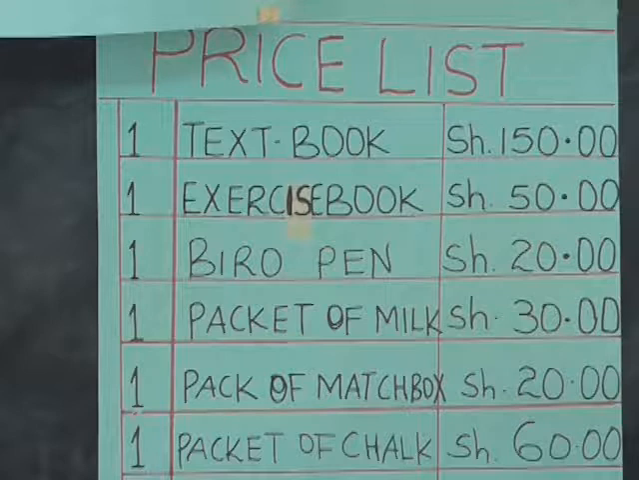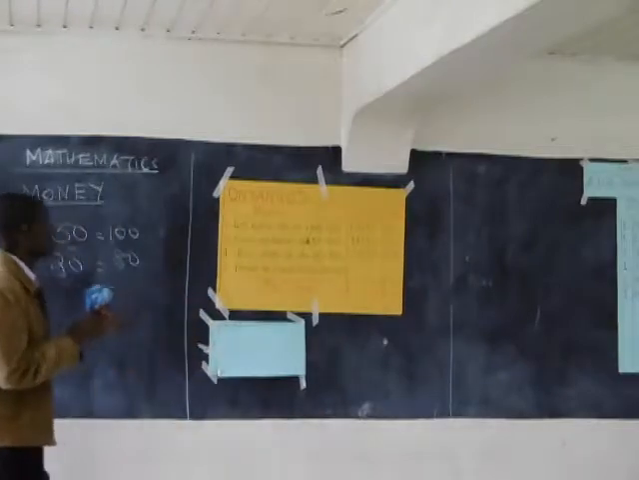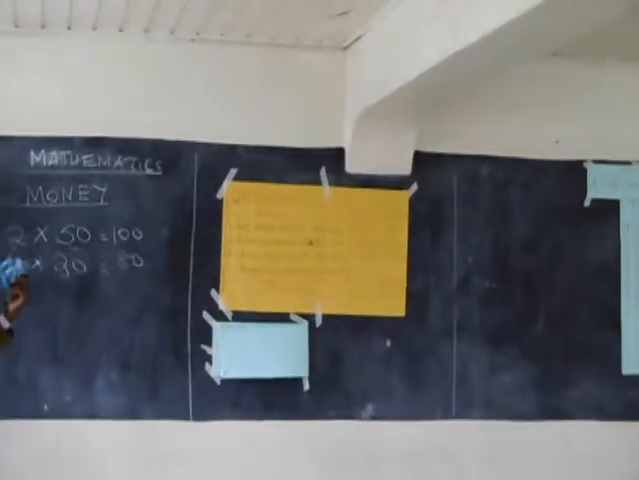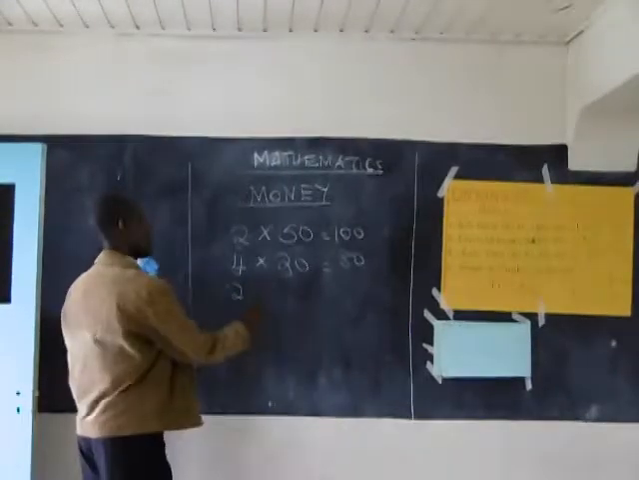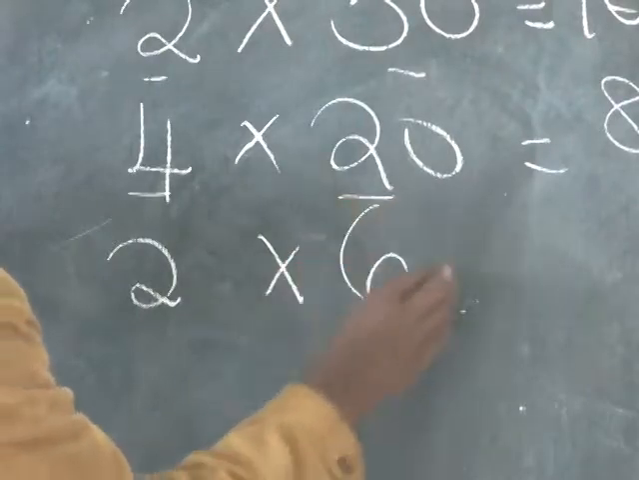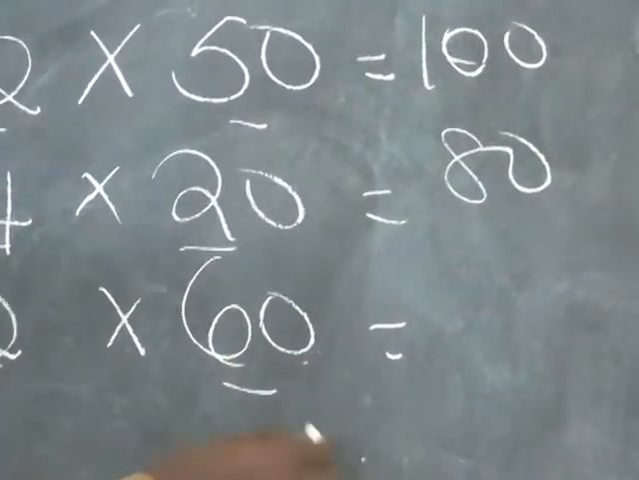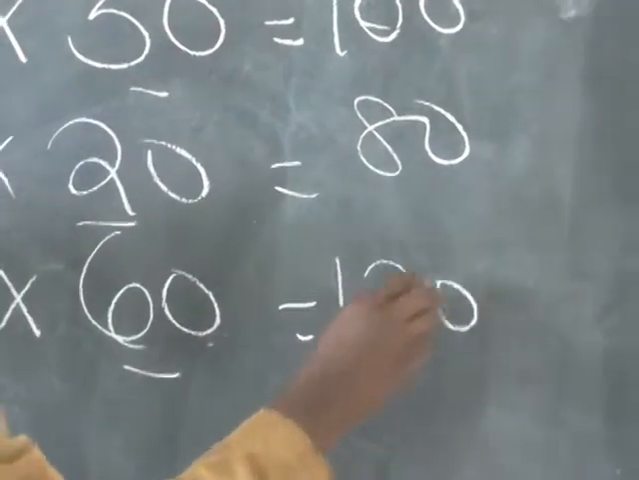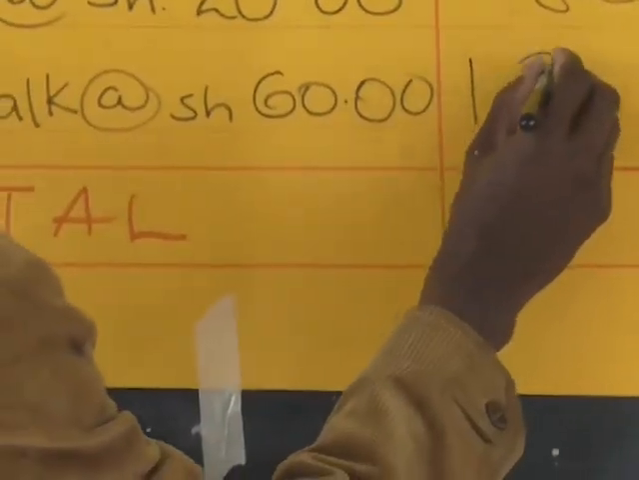But now with me are 2 packets of chalk. So how much will I pay for the 2 packets of chalk? To be able to know how much I'm going to pay, I will take the 2 packets bought, then multiply by the price of each packet of chalk, that is 60 shillings. Then if I multiply 2 by 60, I will get 120. So I'll come and write 120 here.